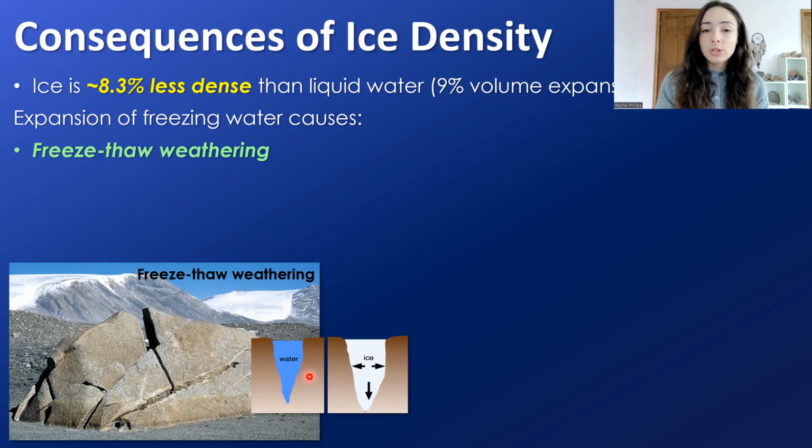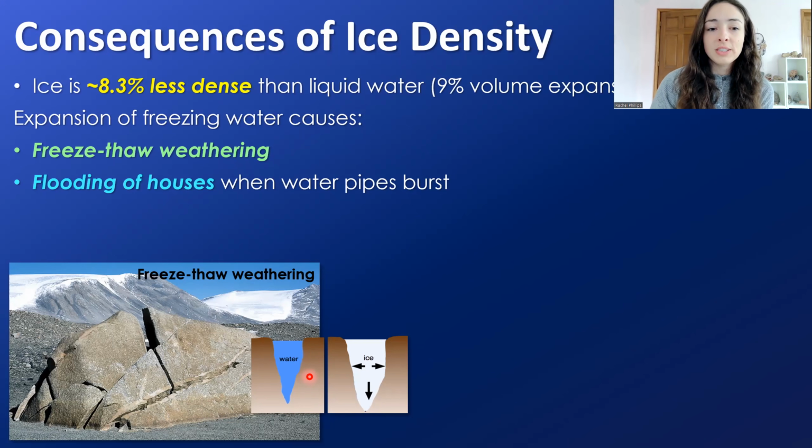And in these regions where you have seasons, which is most regions, you have water getting into rocks and causing this freeze-thaw weathering and breaking down the rocks quicker that way. This expansion of freezing water also causes the flooding of houses when our pipes burst, and that is really annoying to us, but just the way water was made.